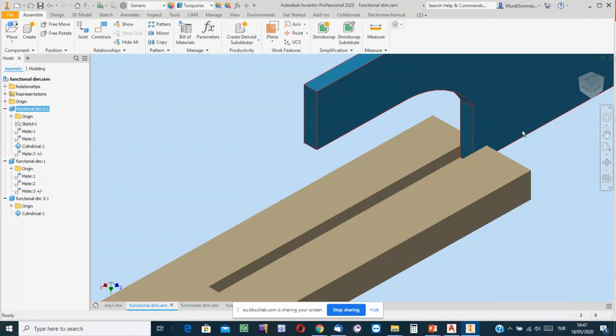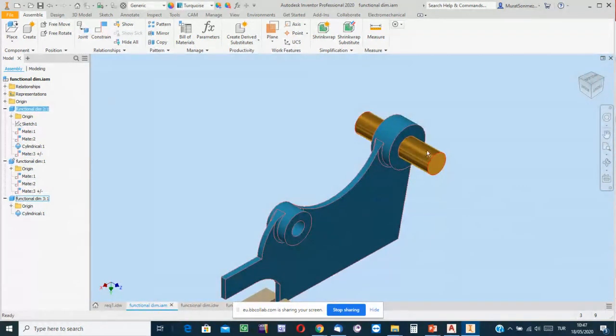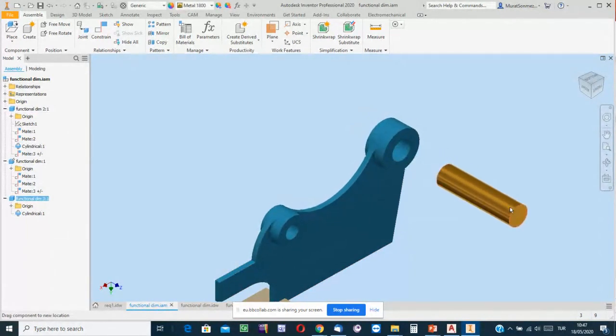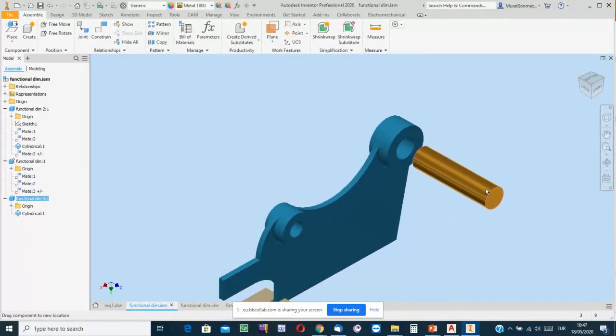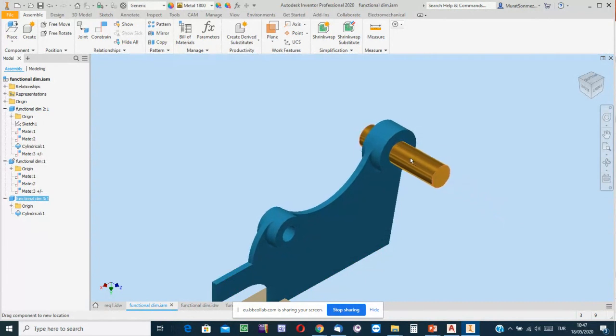The edge of this blue part is also functional. And in the same sub-assembly, we have one more functional feature. It is this cylinder. And of course, for the blue part, the whole of the object, you see this cylinder is to be mated into the hole.